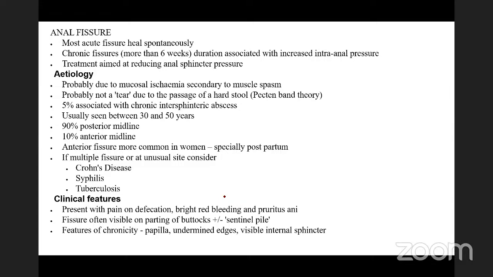Etiology: probably due to mucosal ischemia secondary to mucosal spasm, probably not a tear due to passage of hard stool. You see, this is a theory, the pectin band theory. They believe that it is from spasm. If there is a tear and infection seeps in, there is spasm and increased anal tone. Now, 5% is associated with chronic intersphincteric abscess, usually seen between 30 to 50 years.